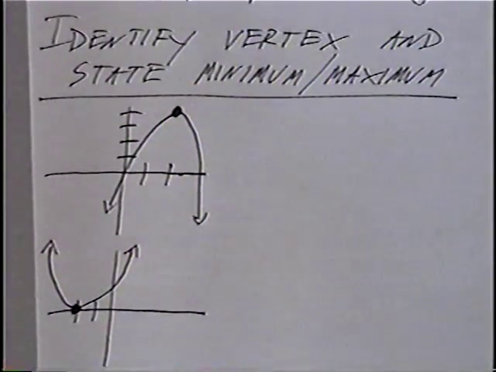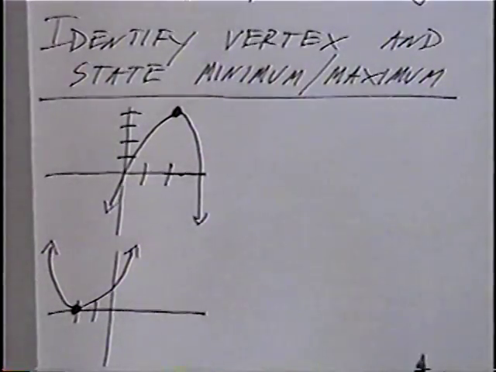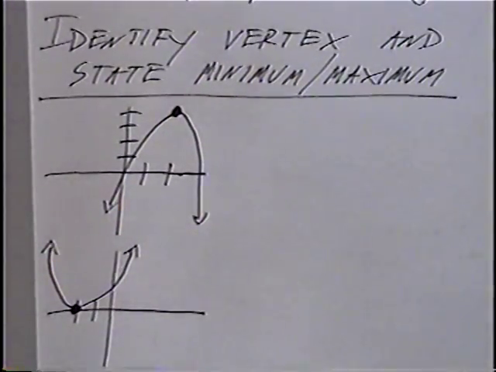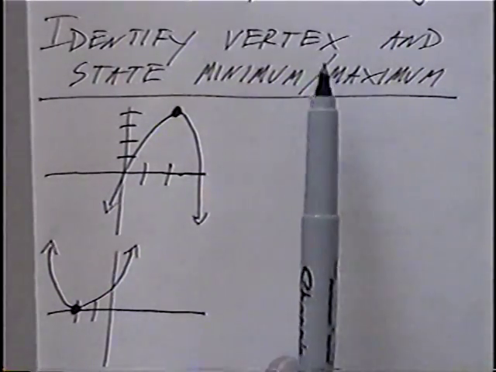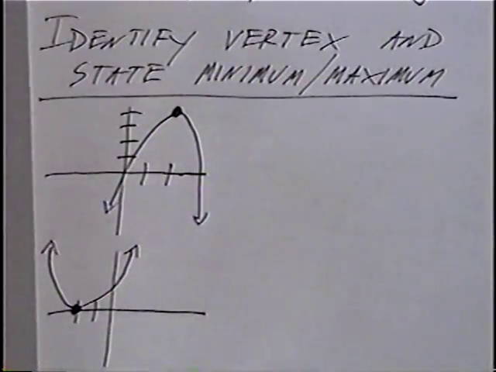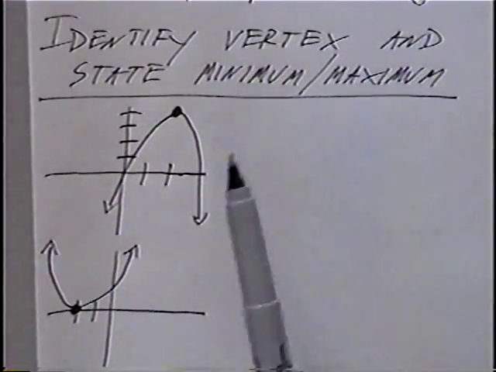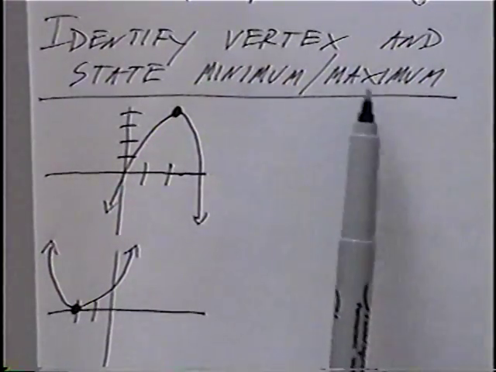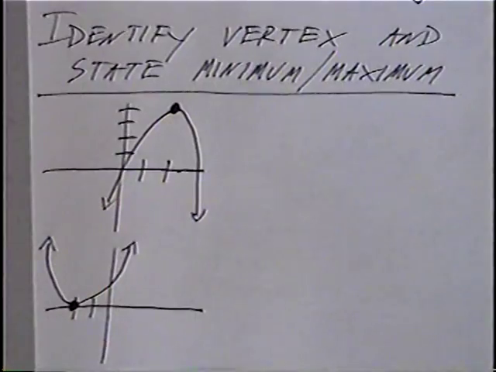For the next two problems, we're going to identify the vertex and state the minimum and maximum. The vertex is the point where the graph turns around. And a minimum or maximum, a minimum means it has a lowest point, and a maximum means it has a highest point.